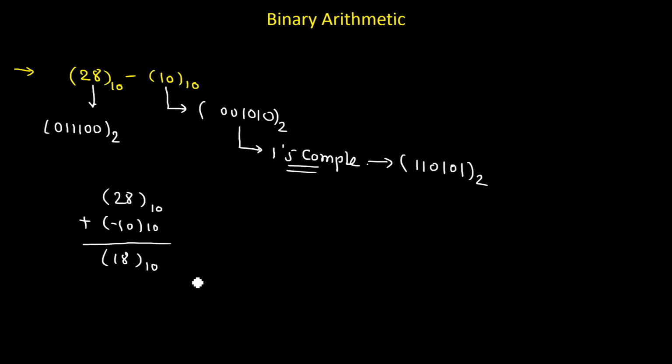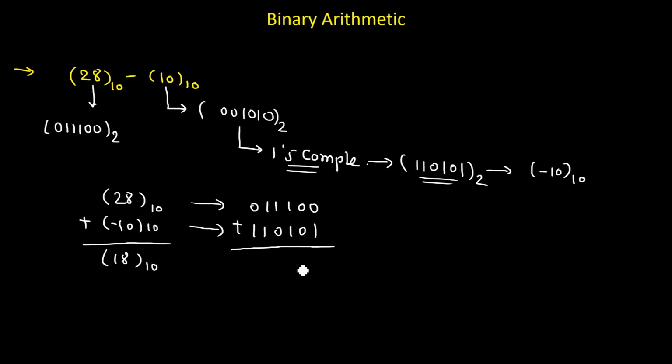So we get 18 in decimal format. If we convert 28 in binary, we get 0 1 1 1 0 0, and minus 10 is represented by the first complement of the binary number of 10. So we have to add this first complement to the binary of 28. The addition process starts from the least significant bit to the most significant bit.